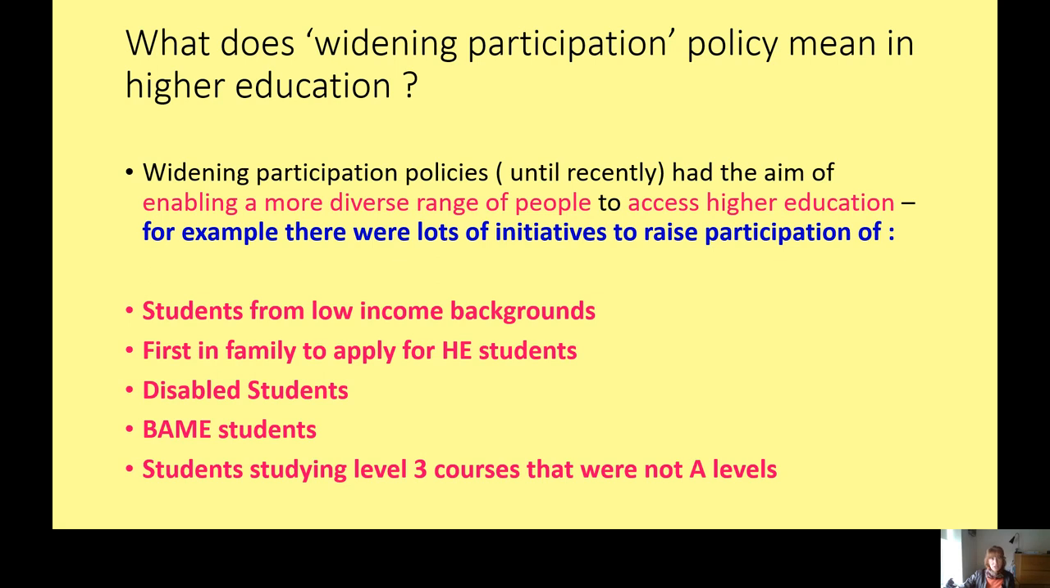So that might apply to a lot of you. You may well be studying two A-levels and a BTEC, or one A-level, a Cambridge Technical, and a BTEC, and various other mixtures of level three courses.